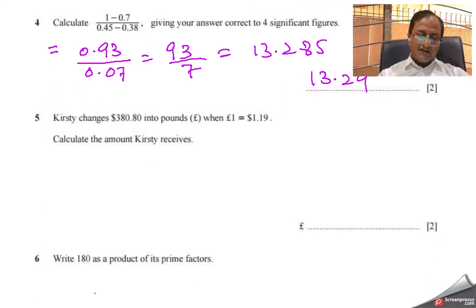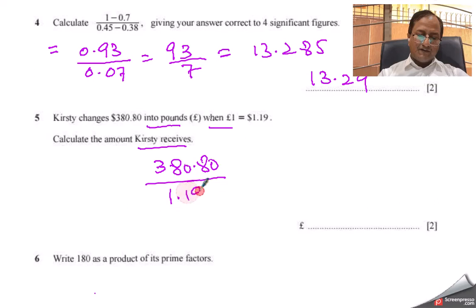After that we have a question: Christie changes $380.80 into pounds when 1 pound is equal to $1.19. Calculate the amount Christie receives. We are supposed to change dollars into pounds. As we know, the pound is stronger, of greater value than the dollar, and when we change from smaller to bigger, we divide. It means 380.80 divided by the rate 1.19. Let's check quickly.